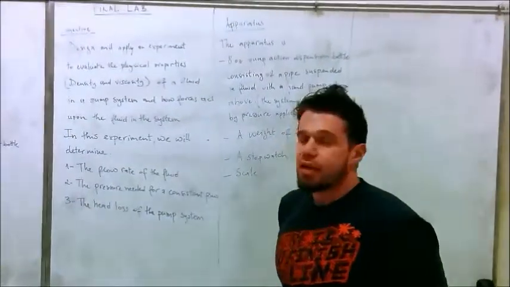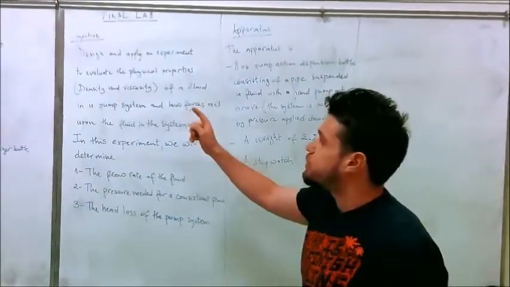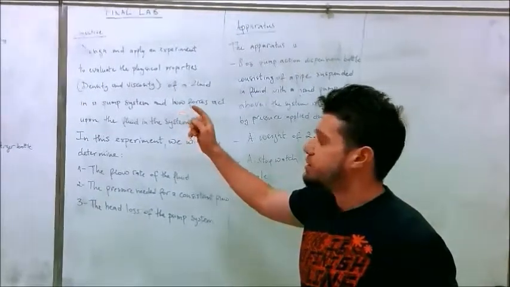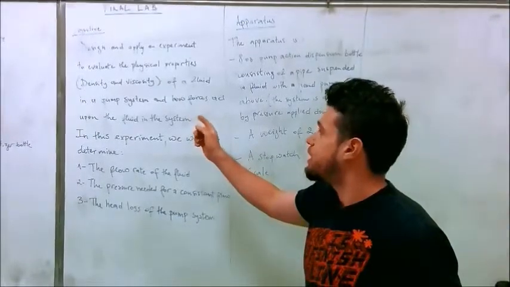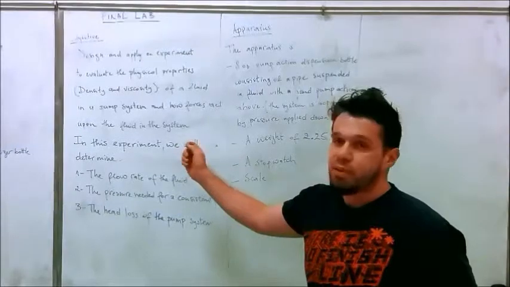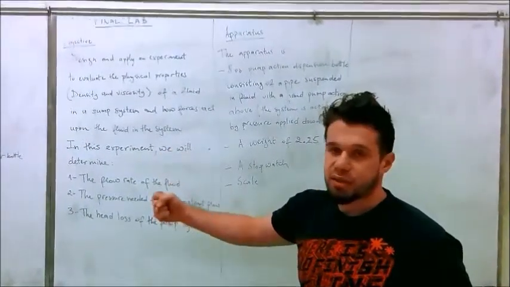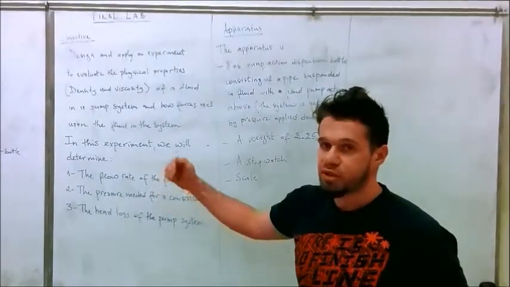The objective of the lab is to design and apply an experiment to evaluate the physical properties, density and viscosity in our case, of a fluid in a pump system, and how forces act upon this pump system. The forces in this case would be the pressure we apply to the top of the pump and the gravity which acts upon the fluid in the down direction.